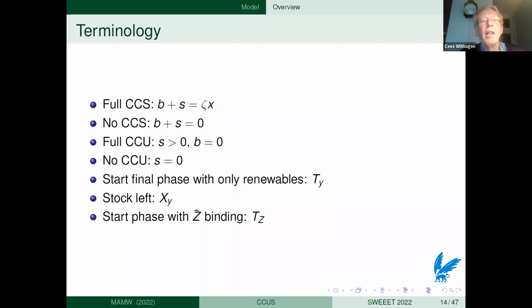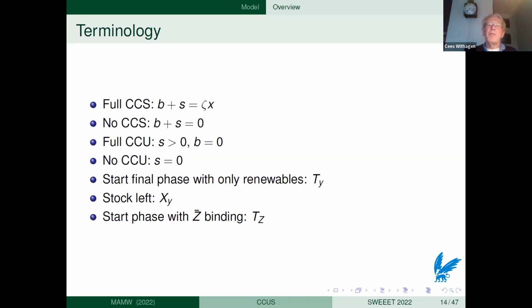So once again, CCS refers to inert wells, and CCU refers to active wells. Then we have to introduce some notation with respect to time.